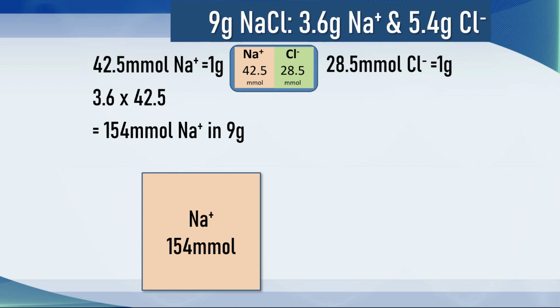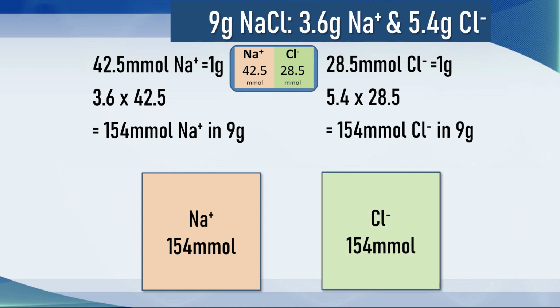Likewise, 1 gram of chloride contains 28.5 millimoles. Multiply that by 5.4 and that results in 154 millimoles of chloride in 9 grams. Because sodium and chloride are univalent, there is also 154 milliequivalents of sodium and 154 milliequivalents of chloride in this solution.